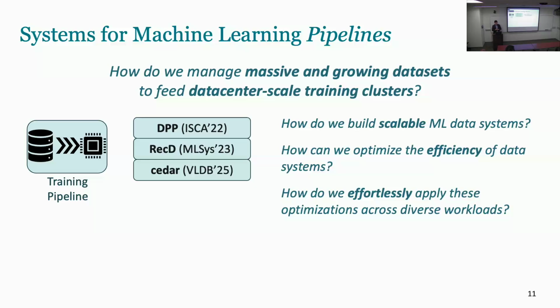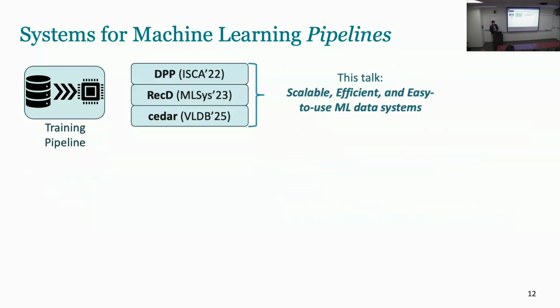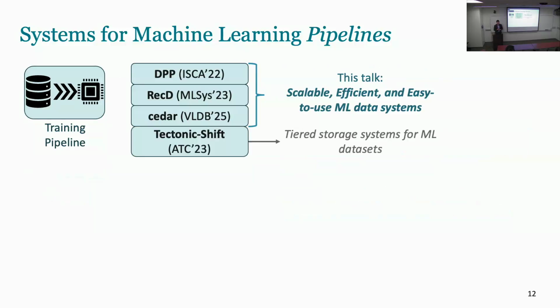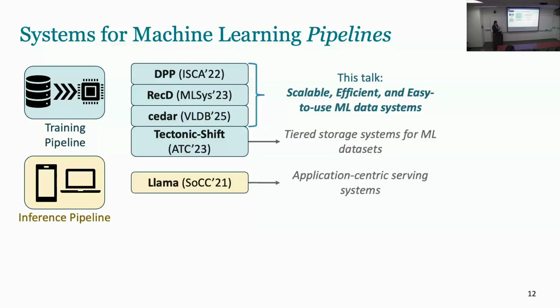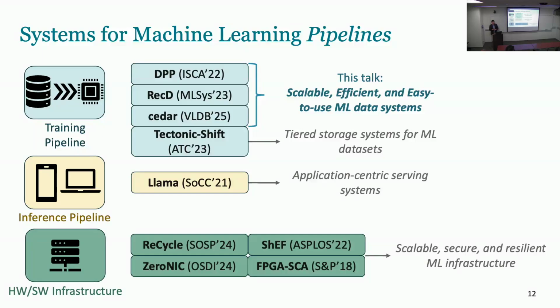So my research has also addressed a lot of other challenges in the entire ML lifecycle, which unfortunately I won't have time to discuss today. That's supposed to say systems for machine learning pipelines. I built efficient tiered storage systems that are deployed at Meta to store these massive ML data sets. And then once these models are trained, I built systems that can efficiently deploy these models for real world applications like video analytics pipelines. And then finally, I've worked on the hardware and software infrastructure that underpin and supports all of these different pipelines, ensuring that they're not only more scalable, but because these are production workloads, they're also more secure and resilient as well.